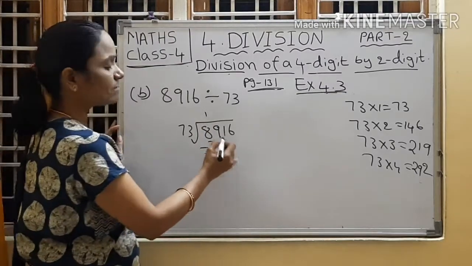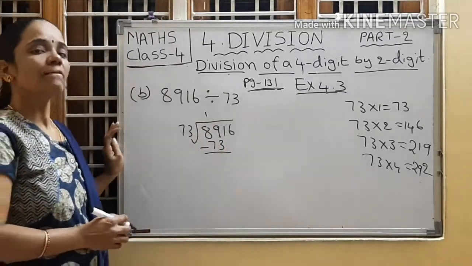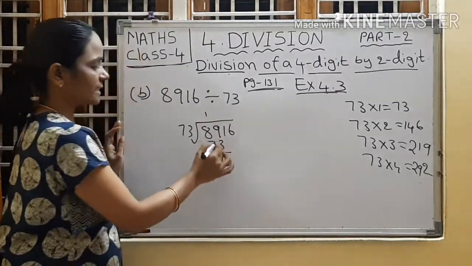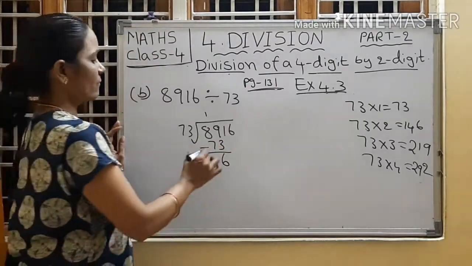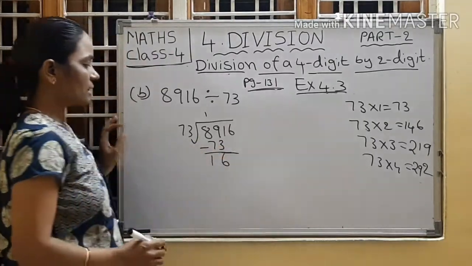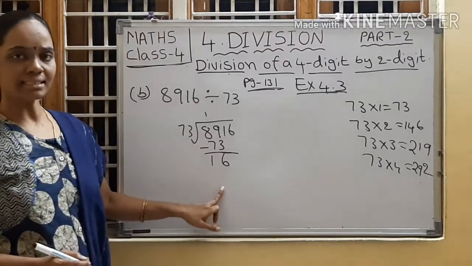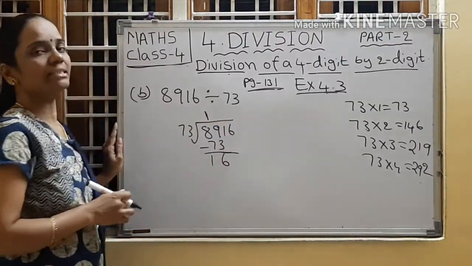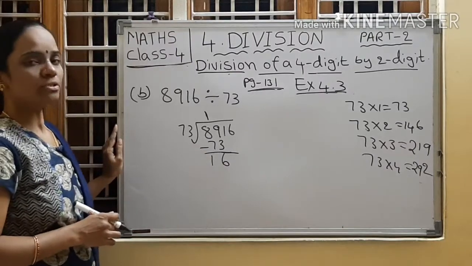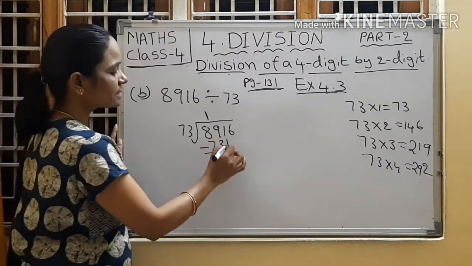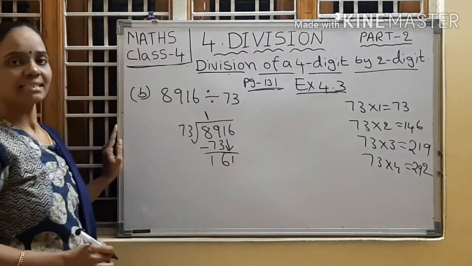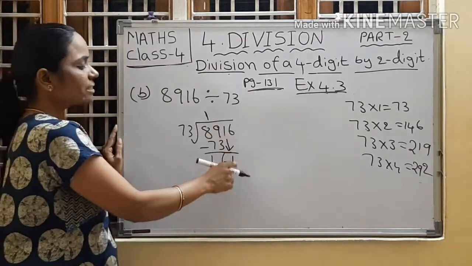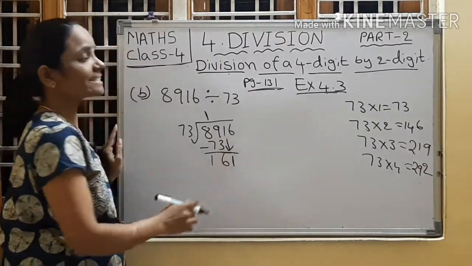Now subtract. 9 minus 3, how much children? Very good. 9 minus 3 is 6. 8 minus 7, how much children? 1. 16. Now 73 will divide 16, children? No. Because 16 is smaller than 73. It can't divide. So what do I have to do? Bring down the next number. What is the next digit? 1. So bring down 1. Now it is 161.